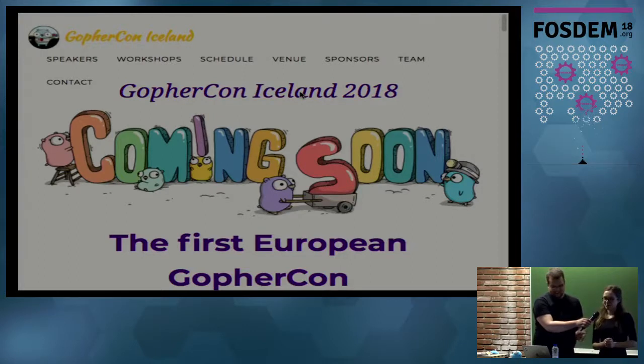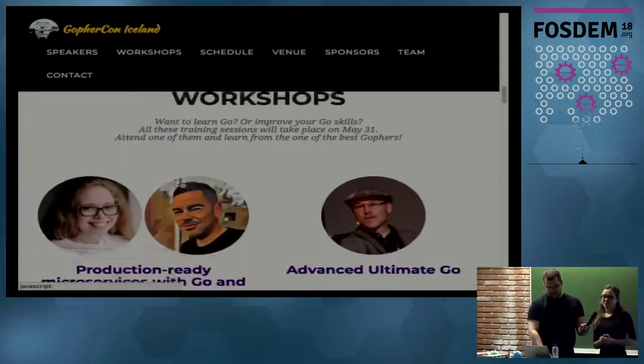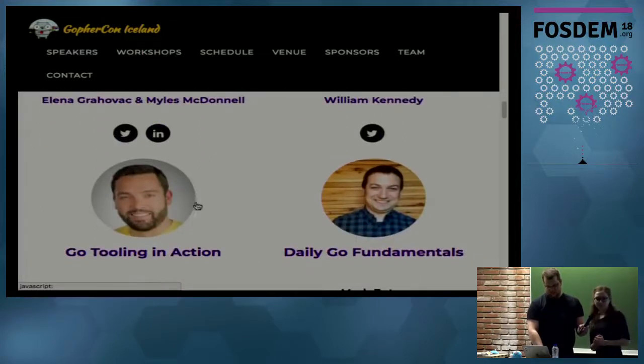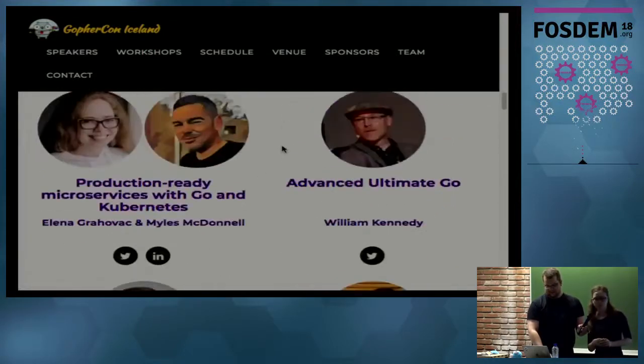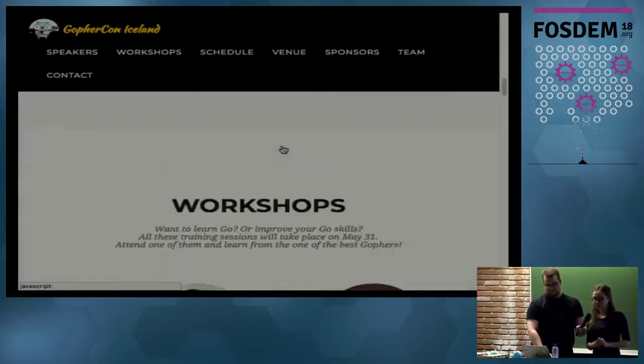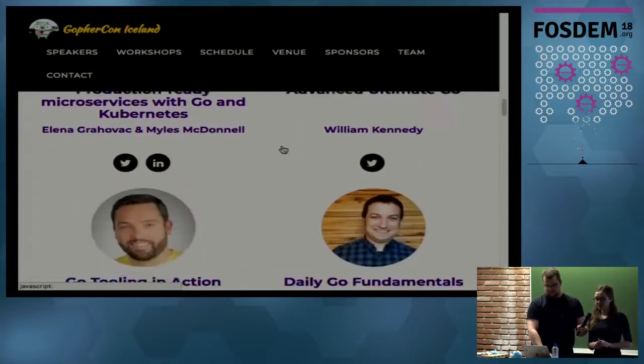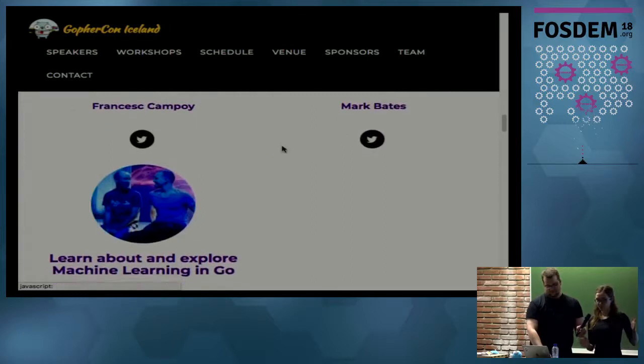Other fun stuff you should know about our conference is that at least one of the workshop givers slash speakers is in the crowd. One other speaker was in the crowd earlier, gave a talk. So we already announced three speakers. This is JBD, Peter, and Chris. We have five workshops that we're going to give on May 31st. The talks will be June 1st, June 2nd. This is a great time to go to Iceland because it's almost full of sun.